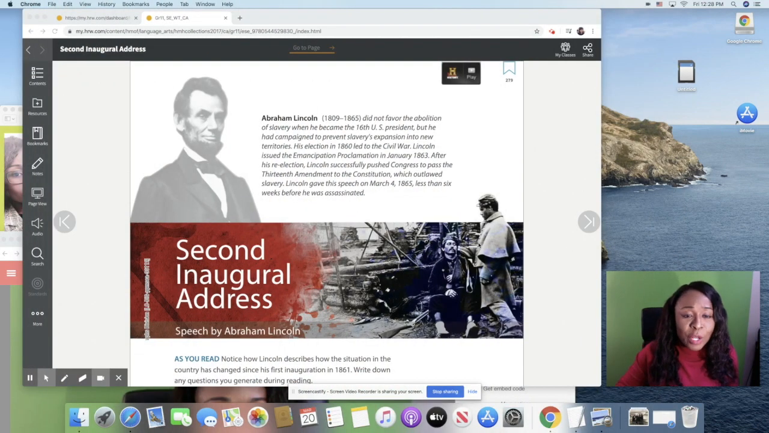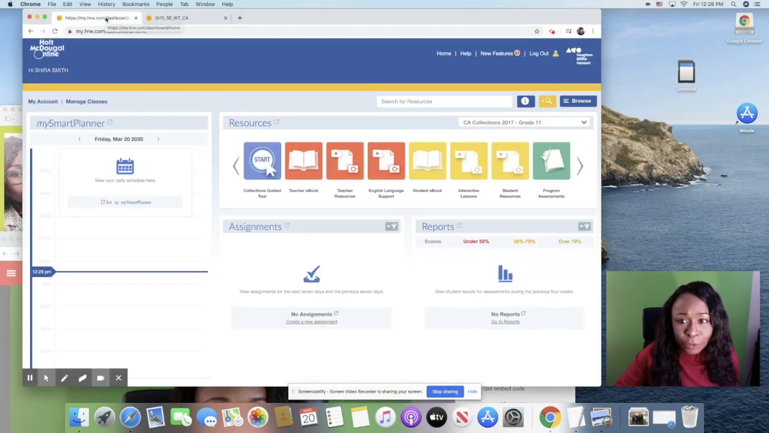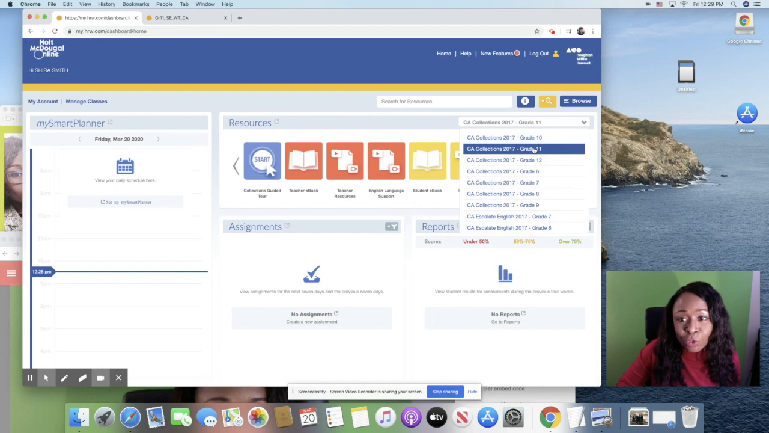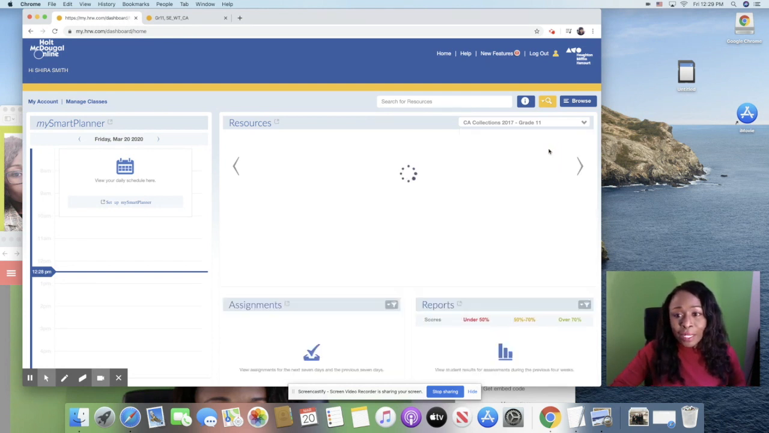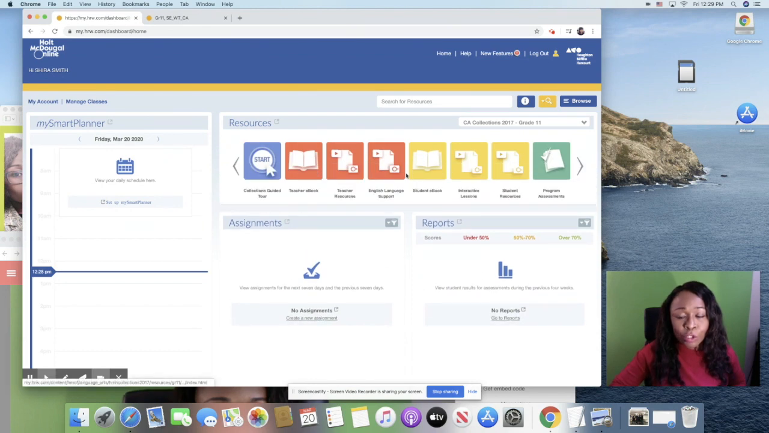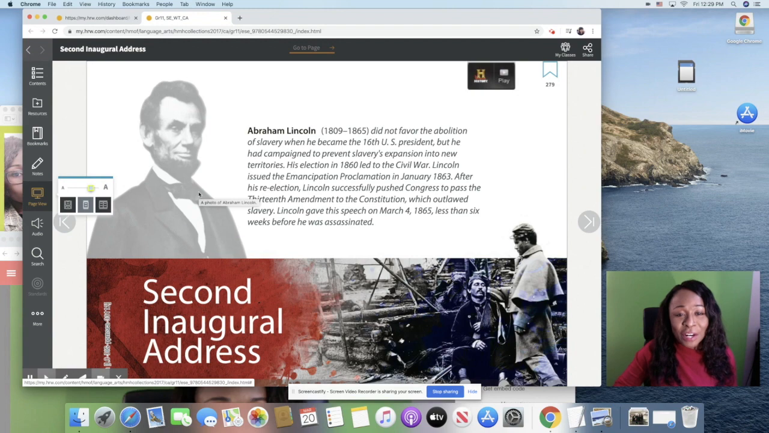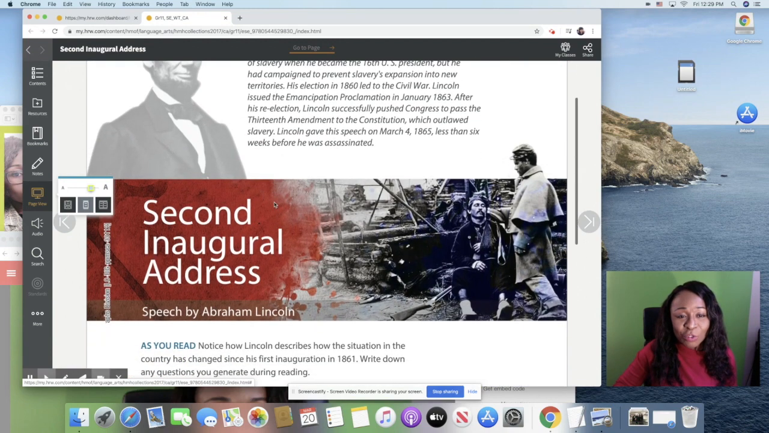All right, so here we are on page 279, Lincoln's inaugural address. Just quickly, for those of you who may not know how to get to Lincoln's inaugural address or get to your textbook, make sure that you go to your dashboard. You are going to go here and make sure it says grade 11. It always defaults at grade 10, so move to grade 11, and then I am clicking on your student ebook that is right here.